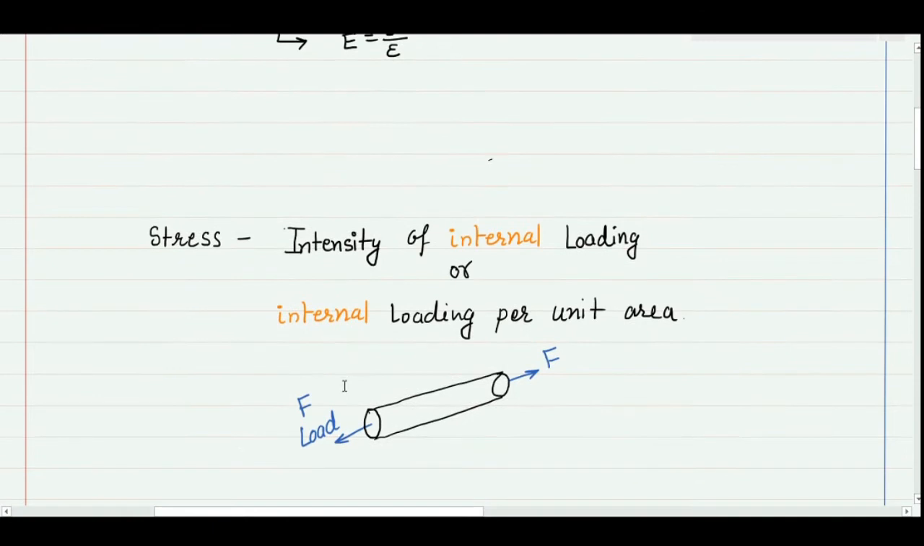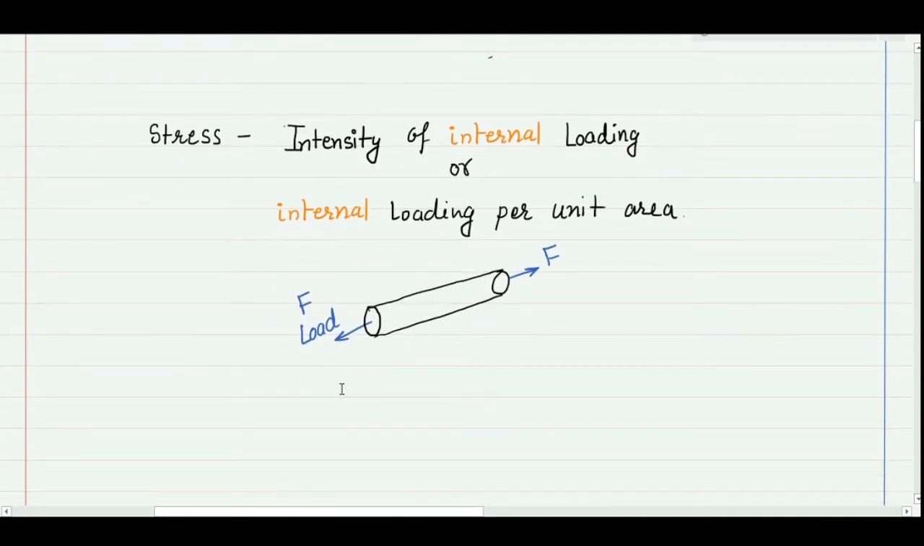So let's start with the concept of stress. What is stress? Stress is defined as the intensity of internal loading, or the internal loading per unit area. So we must understand what this internal loading is. Let's see here. We are applying an external force F on this bar and the bar is in a static condition. It may be possible that when you apply this force F, there may be some extension in the bar, but after that the system is in static equilibrium. That means the bar is applying some resistance to the external load so that the system remains in a static condition.